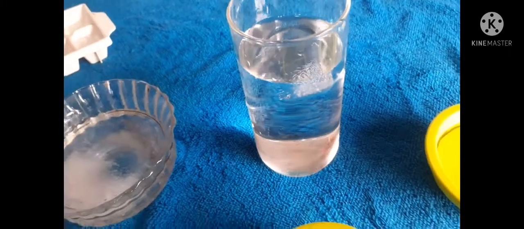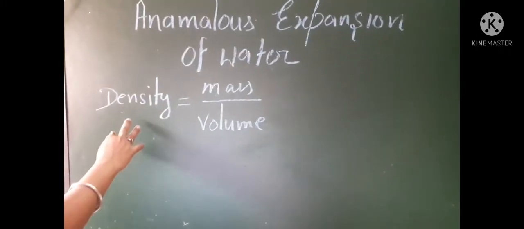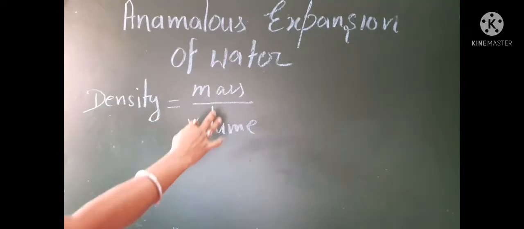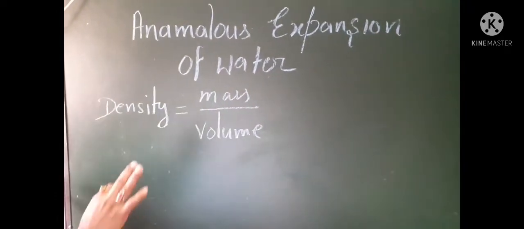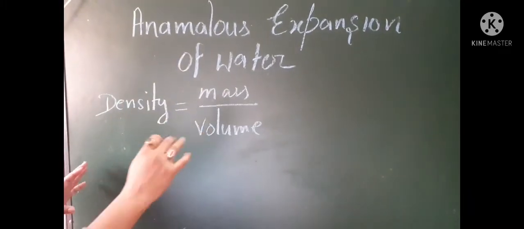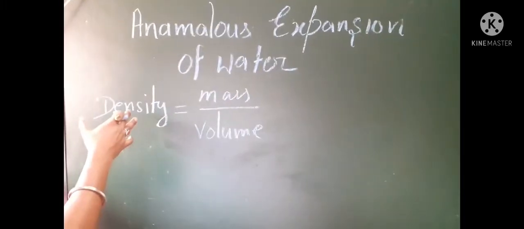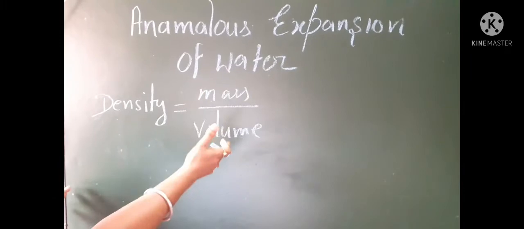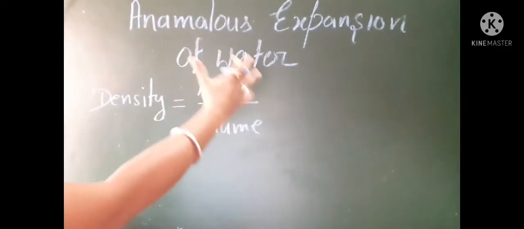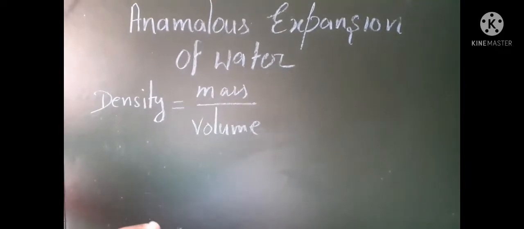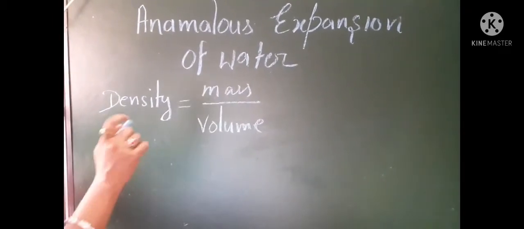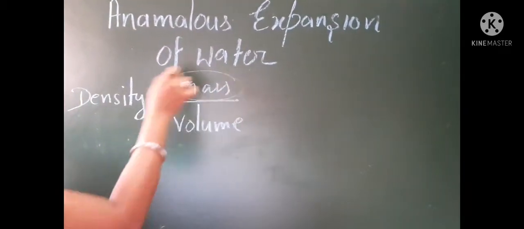Why this happened, that we will understand with the help of the formula. You see the board. As we know, density is equal to mass upon volume. For any substance it is valid. When we compare these things for any object, the density of that object, mass of the object and volume of the object, this is the relation between these physical quantities. Okay, now you think about ice and water, children. As I told you, mass will remain the same for both.